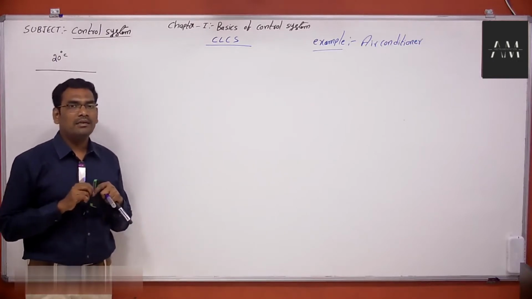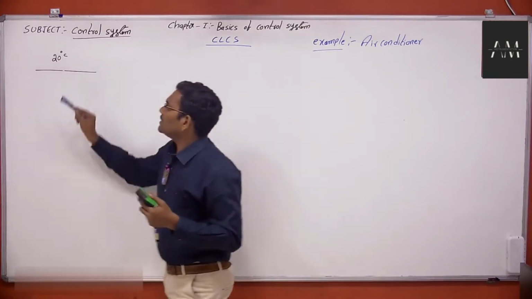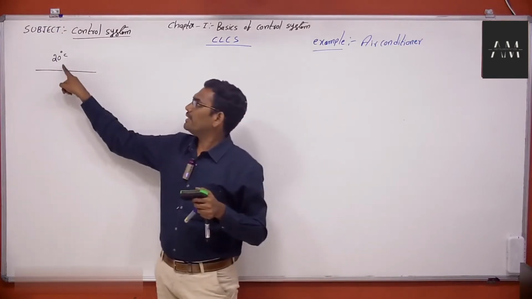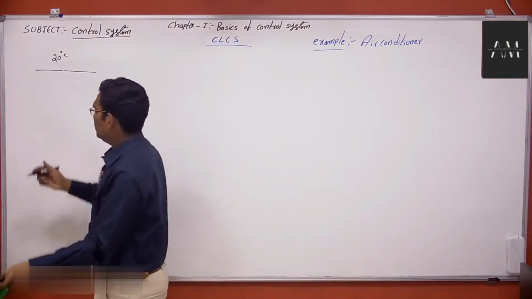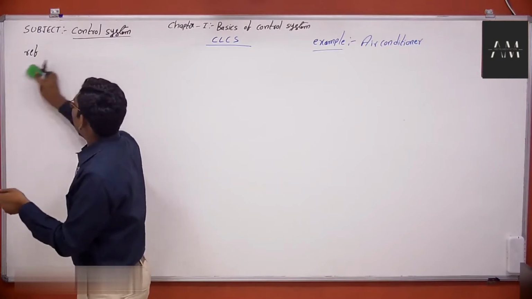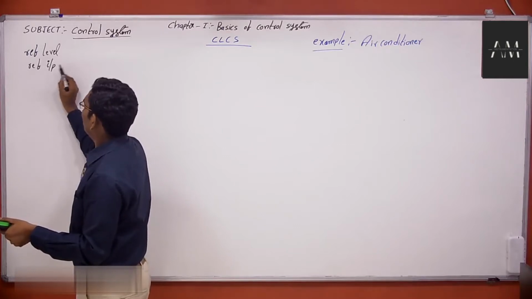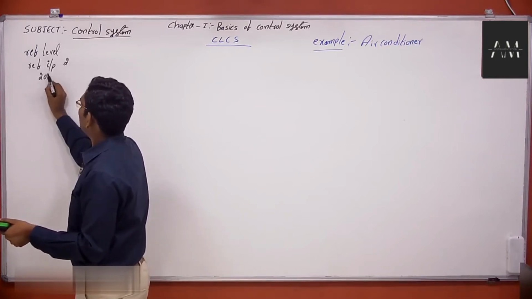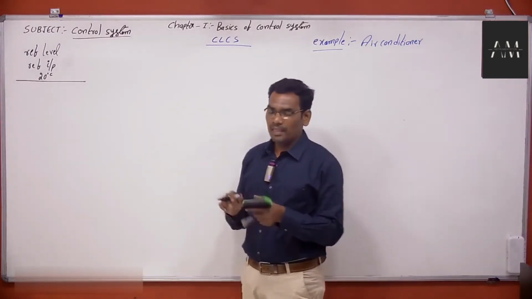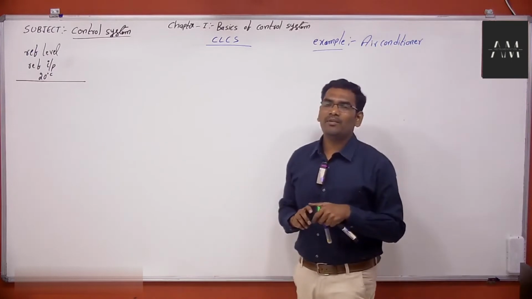Yes. Now my question is, how will the machine consider this 20 degrees centigrade temperature? The machine will take this 20 degrees centigrade temperature as a reference level, or let us say a reference input. Therefore, your job is over. You just take a remote and set the temperature as 20 degrees centigrade, keep the remote aside and go to bed.